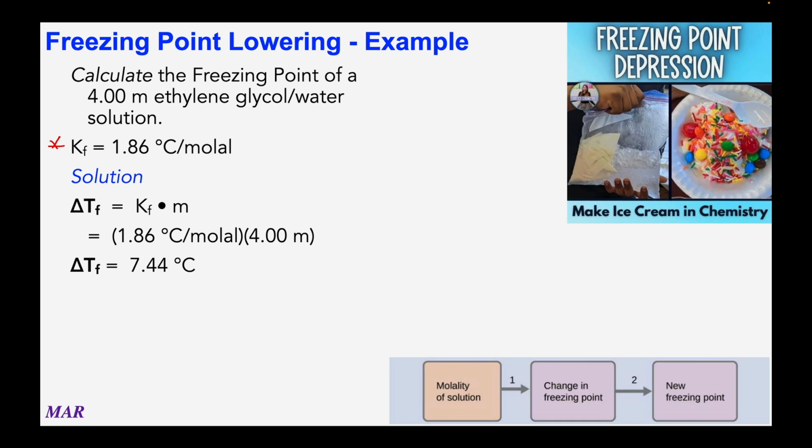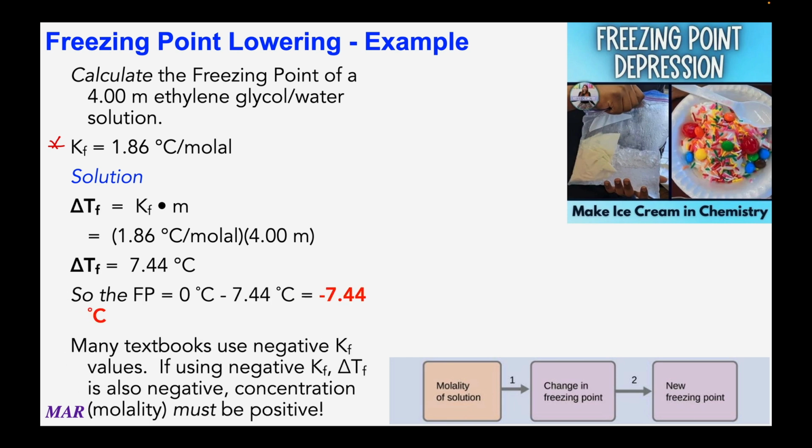Now you have to remember that water, which we'll use a lot, freezes at 0 Celsius. And this shows how much lower the freezing point will be relative to the pure solvent. So what that means here is that the freezing point of the solution is 7.44 degrees less than 0, minus 7.44 degrees Celsius. Now again, a lot of times books will use negative Kf values because they think you should calculate a negative delta T, etc., etc. I wouldn't do that. I would just make your delta T positive all the time. If you get a negative number, just absolute value it, and absolute value your K value if you happen to run into a negative K value.